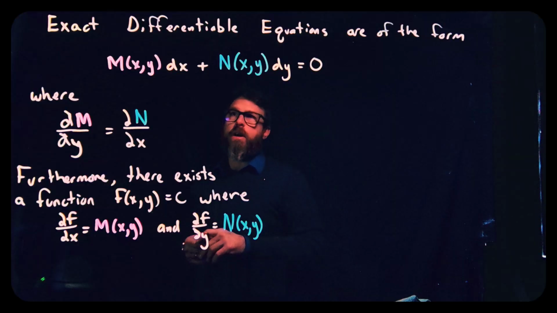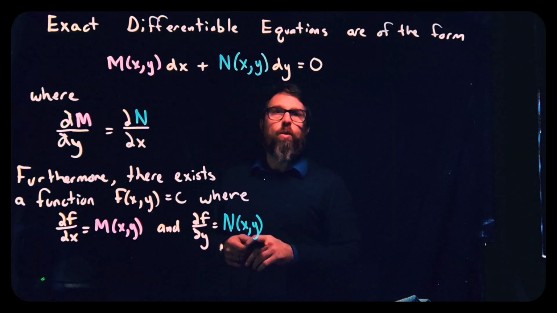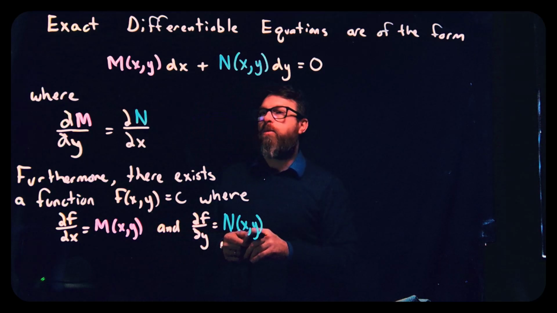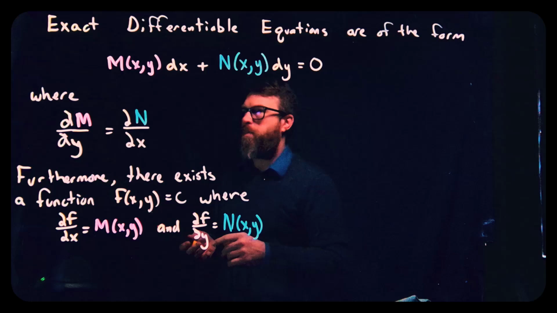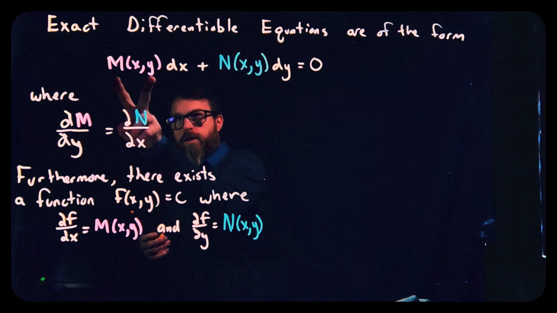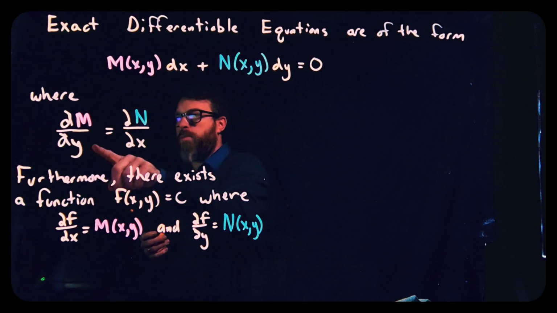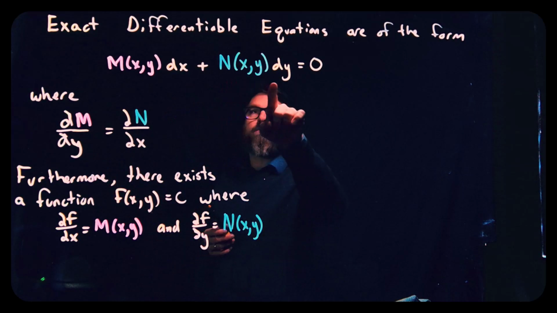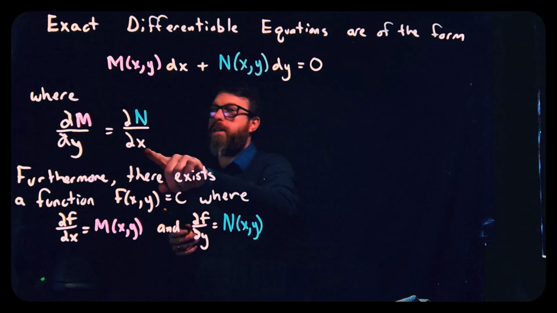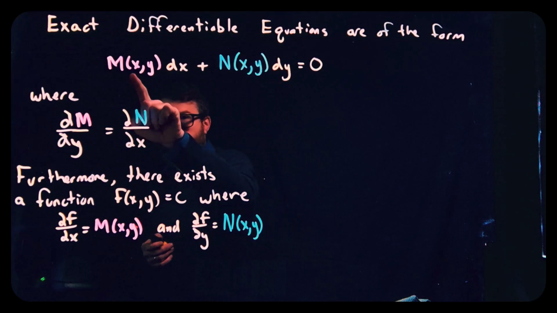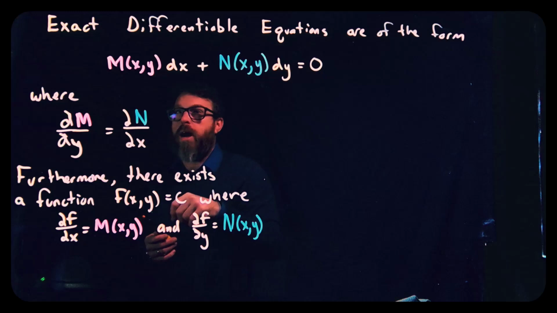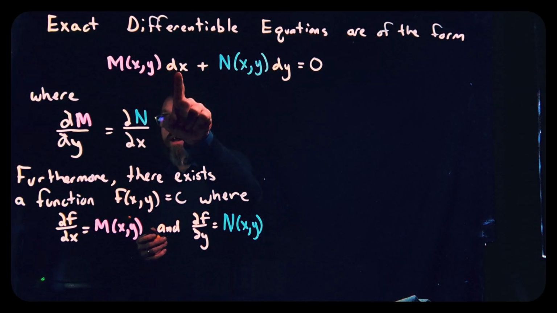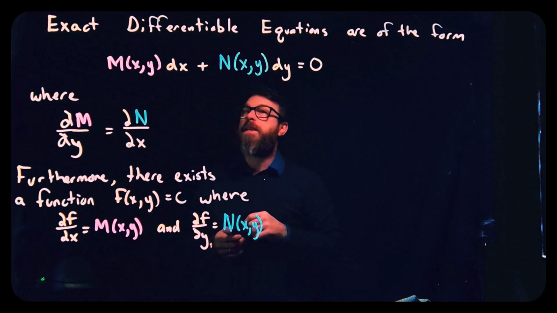So an exact differential equation is of the form M of x comma y dx plus N of x comma y dy is equal to 0, where it has this special property: the derivative of the coefficient function in front of dx with respect to y is equal to the derivative of the coefficient function in front of dy with respect to x. So really, the derivative of M with respect to this other variable, y, is equal to the derivative of N with respect to x.